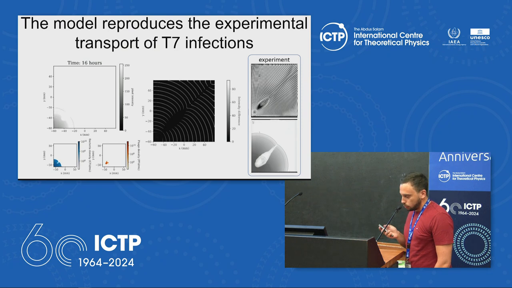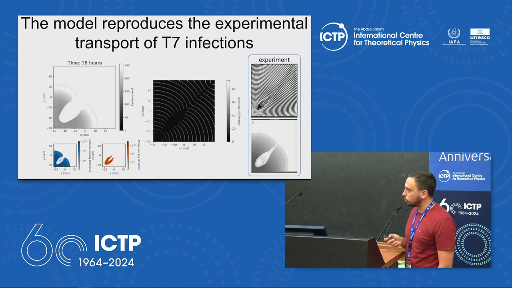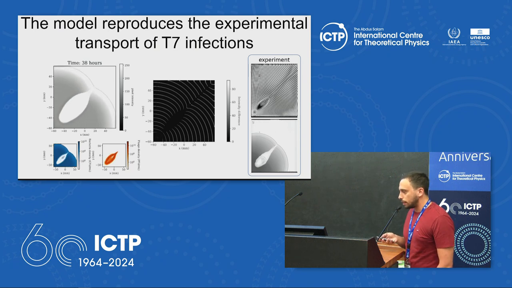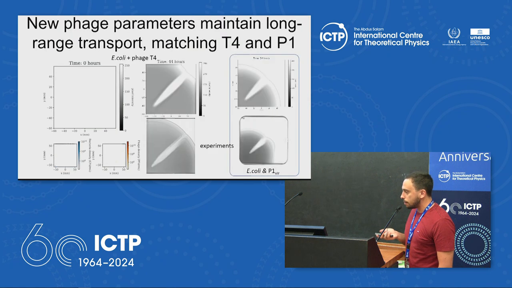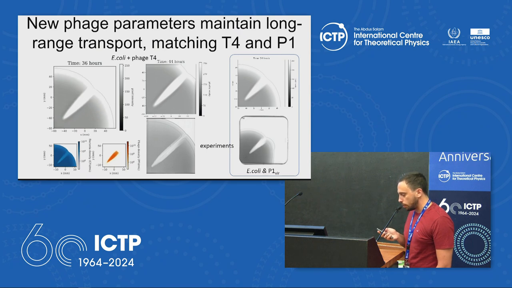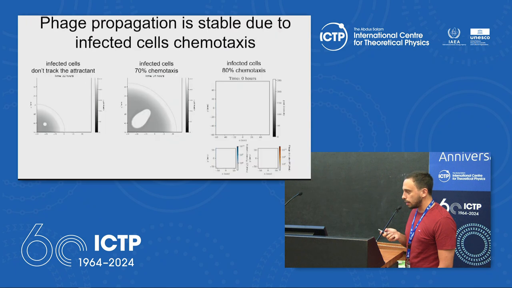This model with these few infection and chemotaxis features reproduces, importantly, the stability of the infection transport and some qualitative features of these experimental patterns. And then varying the phage life traits, we can reproduce some other patterns, at least qualitatively, that we see, for instance, for phage T4 and even for lysogenic phage P1 vir. Finally, we ask whether this would be possible without chemotaxis for the infected cells.